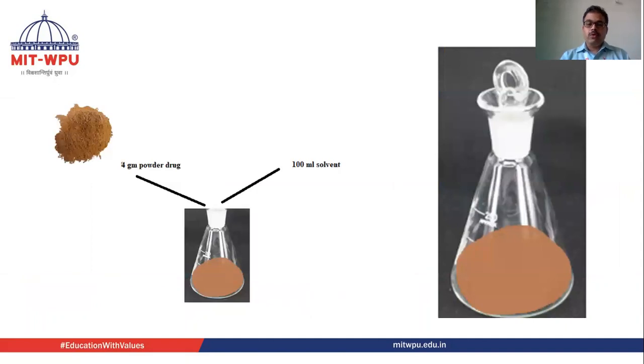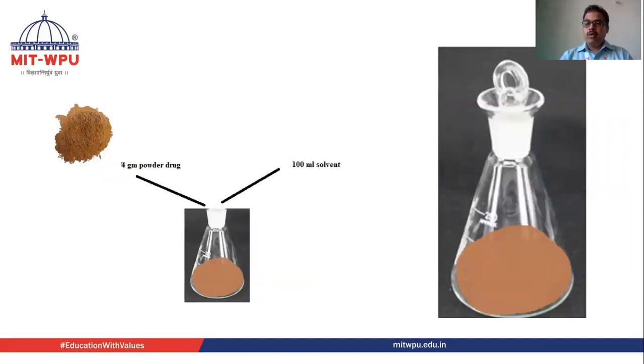So we have to take 4 grams of crude drug, the coarse powder, and 100 ml of solvent. Solvent can be water, petroleum ether, benzene, chloroform, or methanol. Whichever is mentioned, that solvent we need to take. So add 4 grams of drug into the conical flask, add 100 ml of solvent, and immediately place the stopper over it, so that there is no loss of solvent.